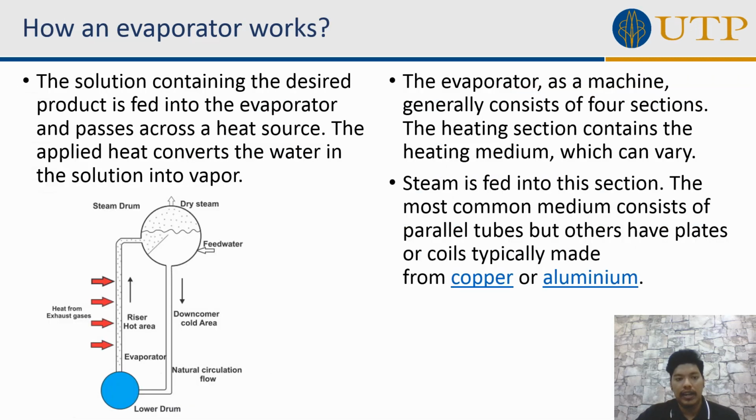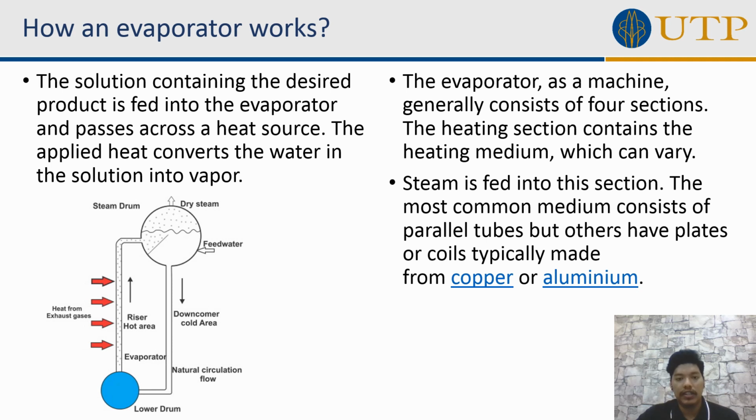Next, I'd like to explain how an evaporator works. The solution containing the desired product is fed into the evaporator and passes across a heat source. The applied heat converts the water in the solution into a vapor. The evaporator as a machine generally consists of 4 sections. The heating section contains the heating medium, which can vary. Steam is fed into this section. The most common medium consists of parallel tubes, but others have plates or coils typically made from copper or aluminum.